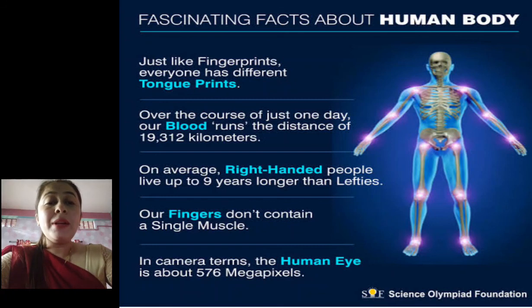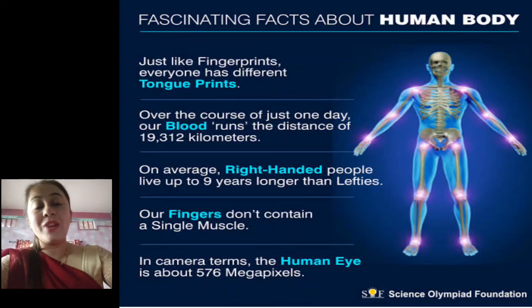In camera terms, the human eye is about 576 megapixels. So in camera terms, our eye is so much clear that it is 576 megapixels. So hope you all enjoyed the facts of our human body.